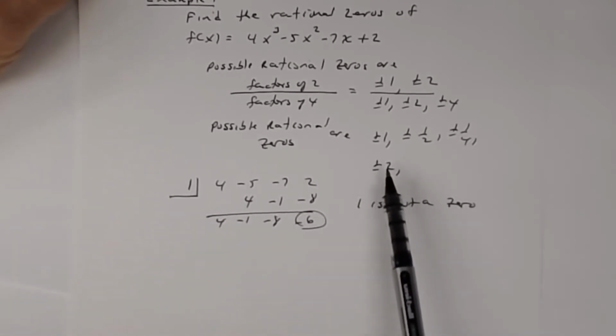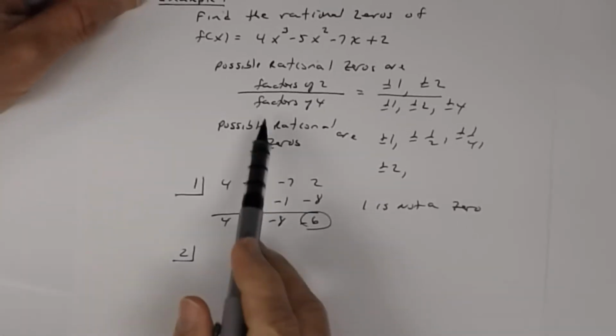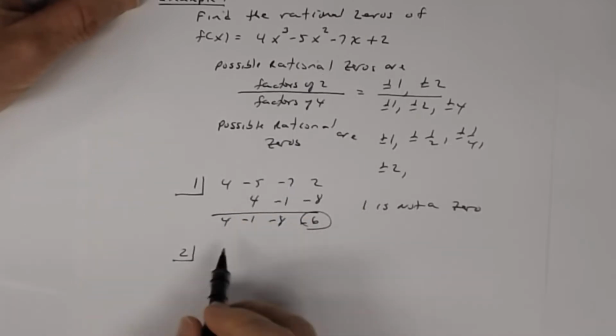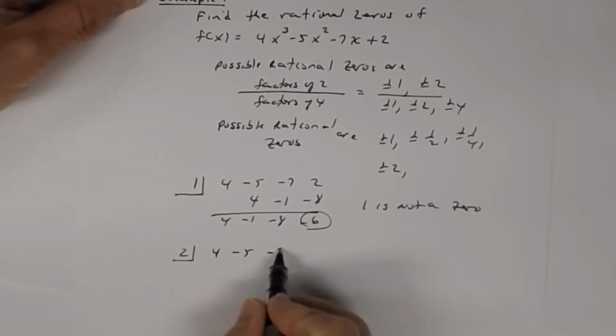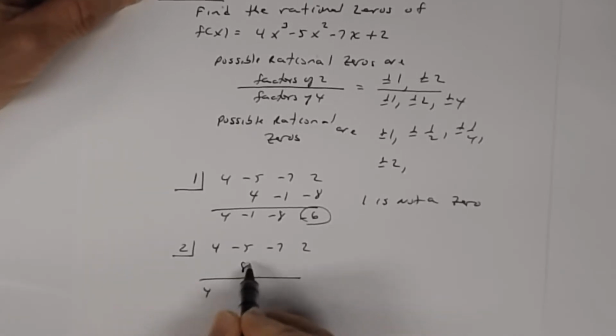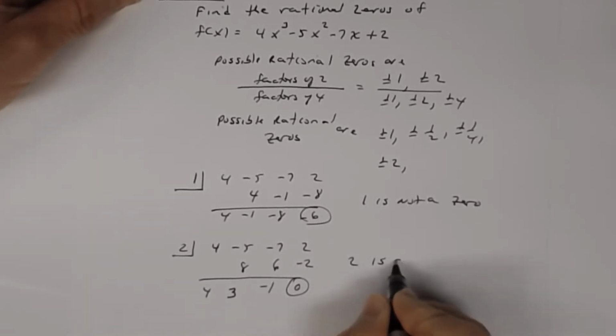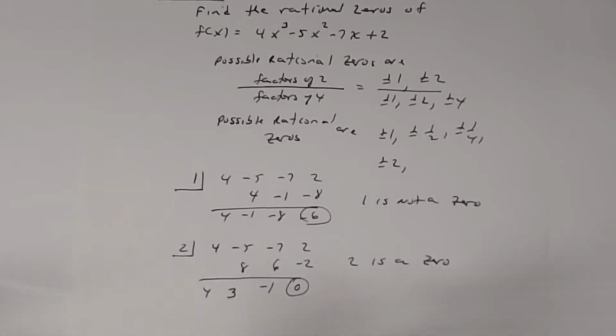Let's try +2. Let's see if 2 works. So we're going to try 2. So again, synthetic division. So 4, -5, -7, 2. All right, so we bring down the 4. 4 times 2 is 8. When we add -5 and 8, we get 3. 3 times 2 is 6. When we add, we get -1. -7 plus 6 is -1. When we multiply, 2 times -1 is -2. Oh, look at this. We got one. So 2 is a 0. All right, so we found one that works.